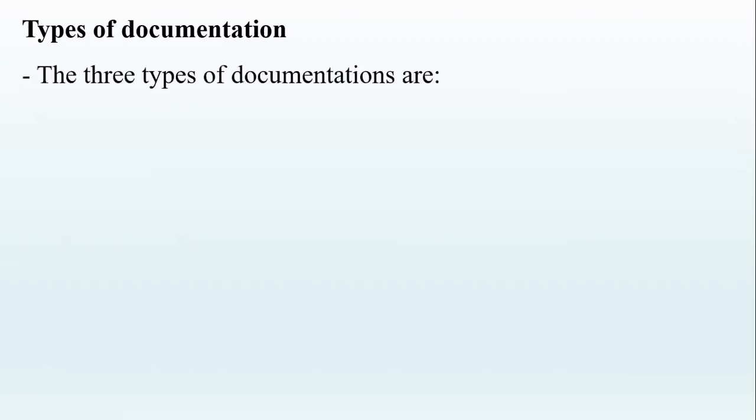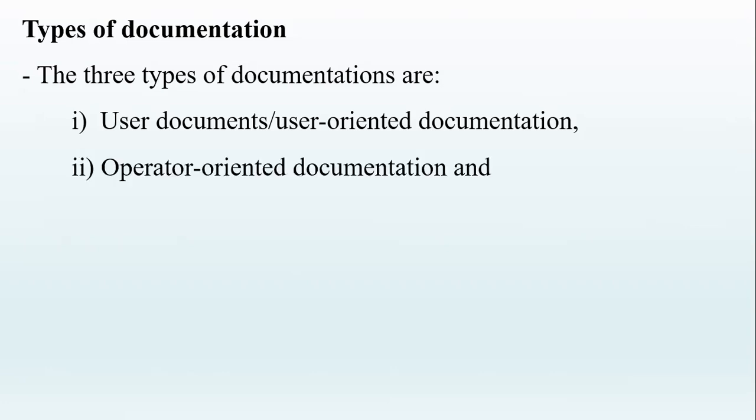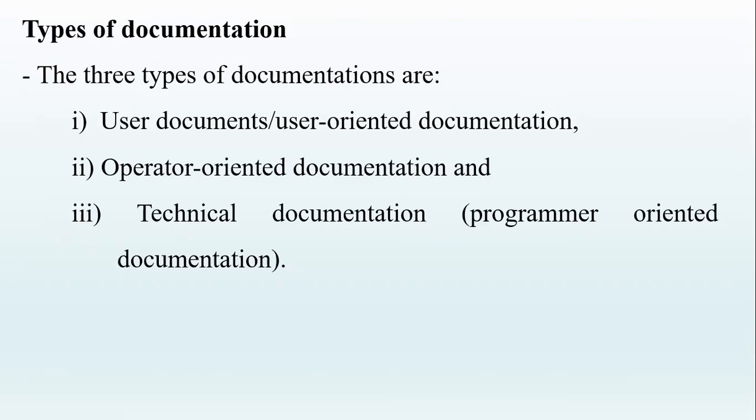So, the types of documentation are: number one, user documents or user-oriented documentation. Number two is operator-oriented documentation. Number three are the technical documentation, which is also called programmer-oriented documentation.